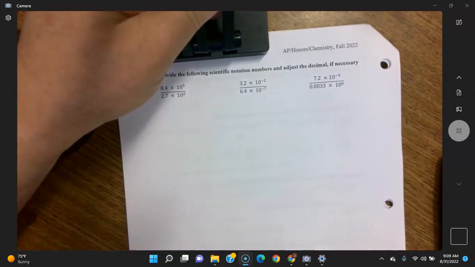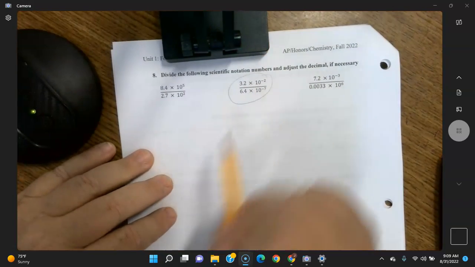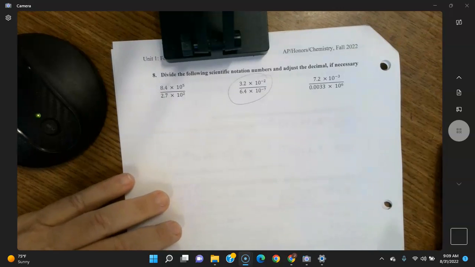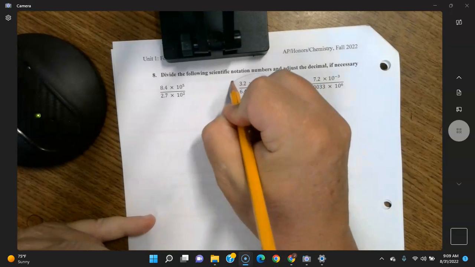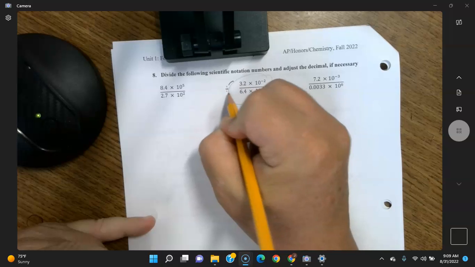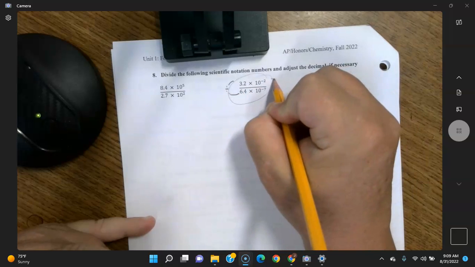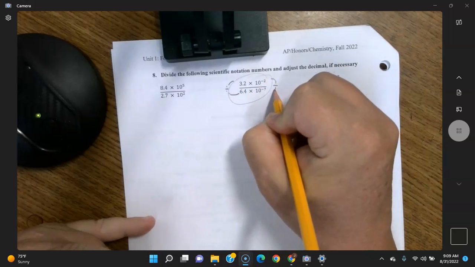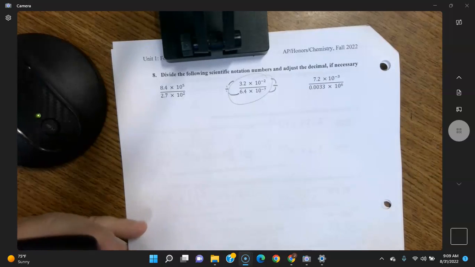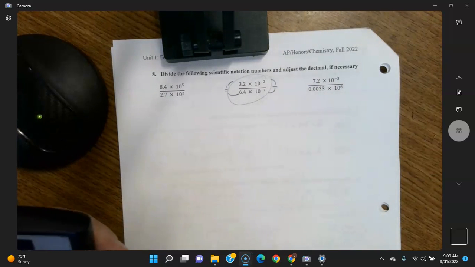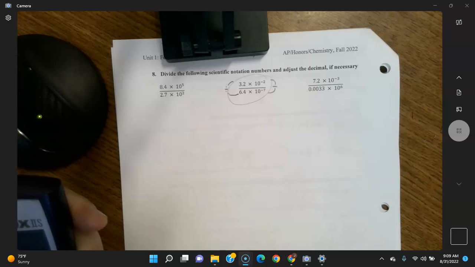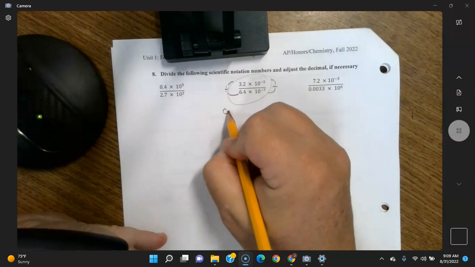Okay. In the interest of time, I'm just going to do one of these. Okay, I'll do this one. So now division: you divide the coefficients and you subtract the exponents. And be careful subtracting negative numbers. Students make mistakes on that all the time. So I'm going to do 3.2 divided by 6.4, and that gives us exactly 0.5.